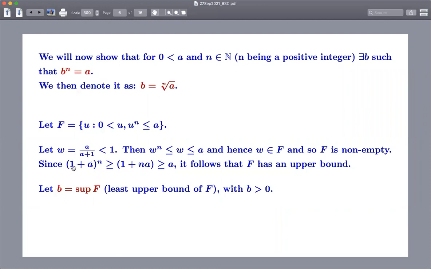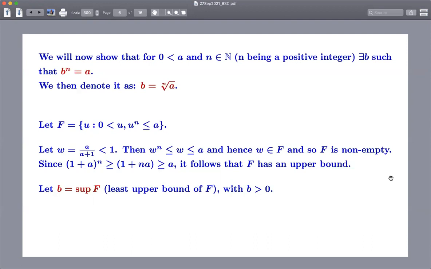Now, take (1 + A)^n. We can use the so-called binomial theorem to write down the n terms, and you just take 2 terms out of that. The rest are all non-negative. So (1 + A)^n is bigger than or equal to 1 + nA, and in particular that is bigger than or equal to A. So it follows that F has an upper bound.